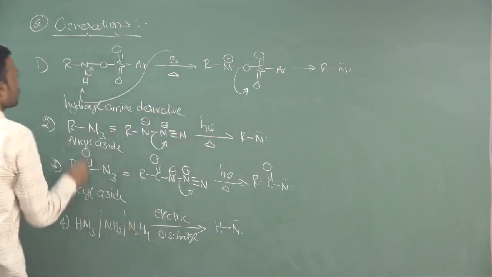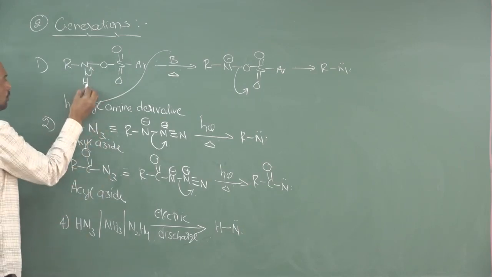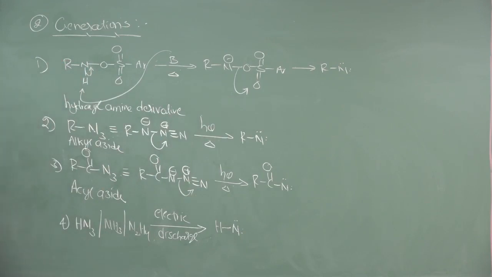Hydroxylamine derivative. This is called alpha elimination. Alpha elimination means from one nitrogen we are removing hydrogen as well as this bond. So finally you will get nitrene. Names are very important. Hydroxamic acid derivative or hydroxylamine derivative.